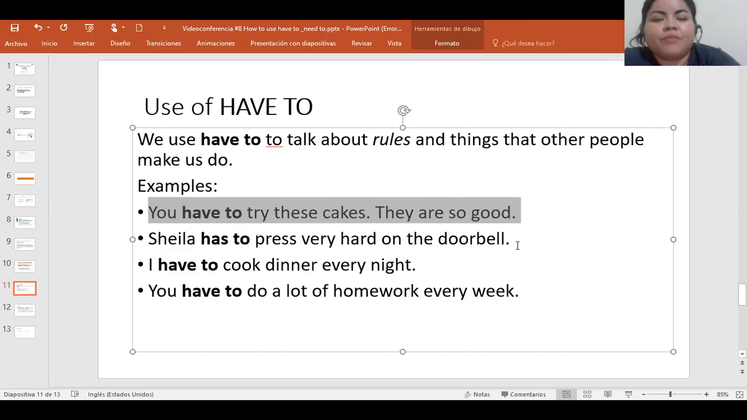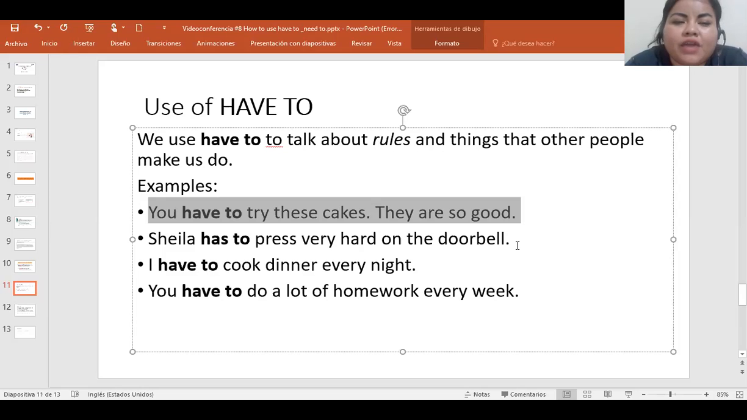Gabriela, read the second example. Sheila has to press very hard on the doorbell. And the doorbell, very good. When you go to a house and you ring, ring, ring, right? You have to press very hard. Next, Ricardo. Okay, I have to cook dinner every night. Very good, I have to cook dinner every night. And the last one, please, Concepcion. You have to do a lot of homework every week. You have to do a lot of homework every week.